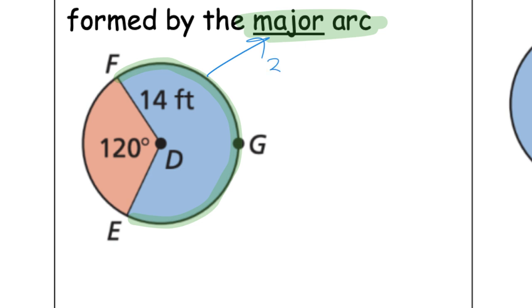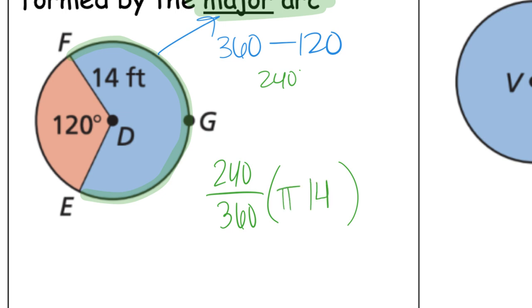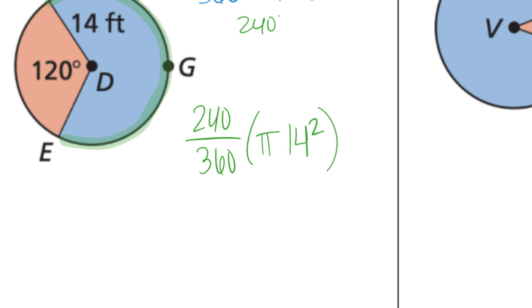So we're going to do 360 minus 120 just to figure out what that arc is. And that would be 240. So the area of that sector would be 240 out of 360 times pi r squared. So pi 14 squared, because the radius here is 14. And if you type that in, you should be getting about 410.5.